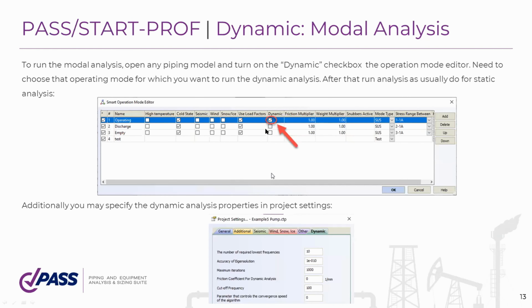How do we define the modal analysis in START-PROF software? To do this, you need to open the operation mode editor and select the checkbox dynamic analysis at the operation mode for which you want to see the mode shapes and natural frequencies. Also, you can define some properties. You can specify in project settings, in the dynamic tab, how many frequencies you need, and also the spectral friction factor, which I will tell about a little bit later, and the cut-off frequency.